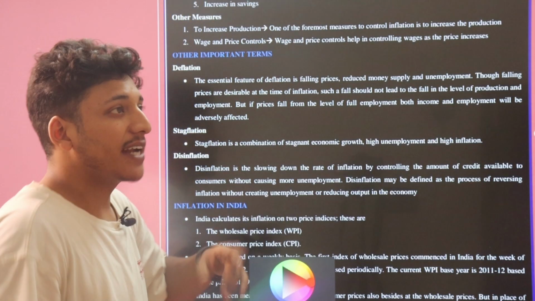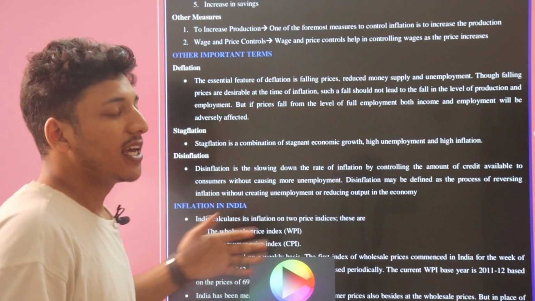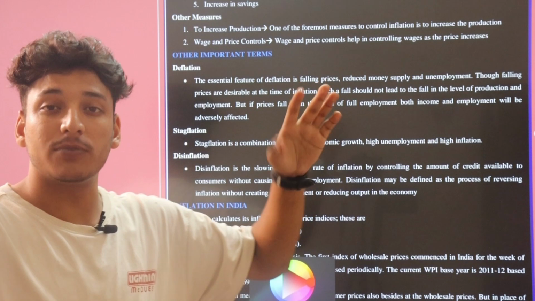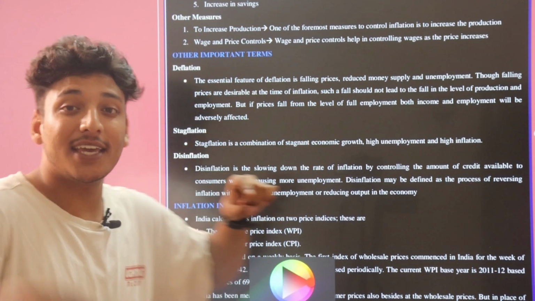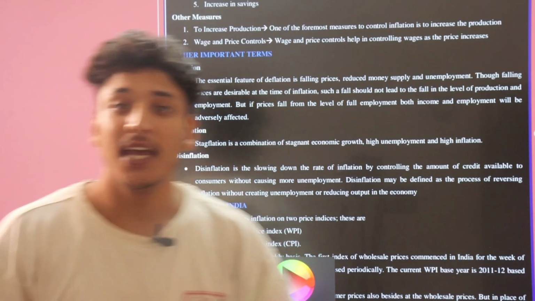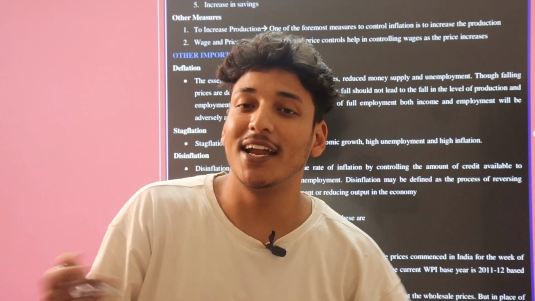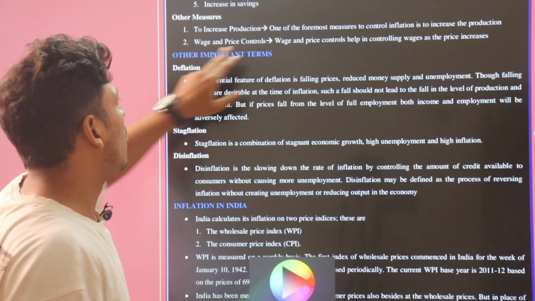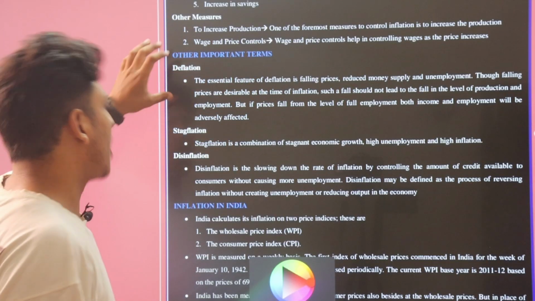Enhancing taxation, it means the government can improve the taxation system. And surplus budgeting, it can also make policies and a good budget system to tackle inflation. Increase in saving, it can increase saving by giving the best interest to citizens so that they are interested in savings. Other measures are to increase production of wages and price control. These are also other points.